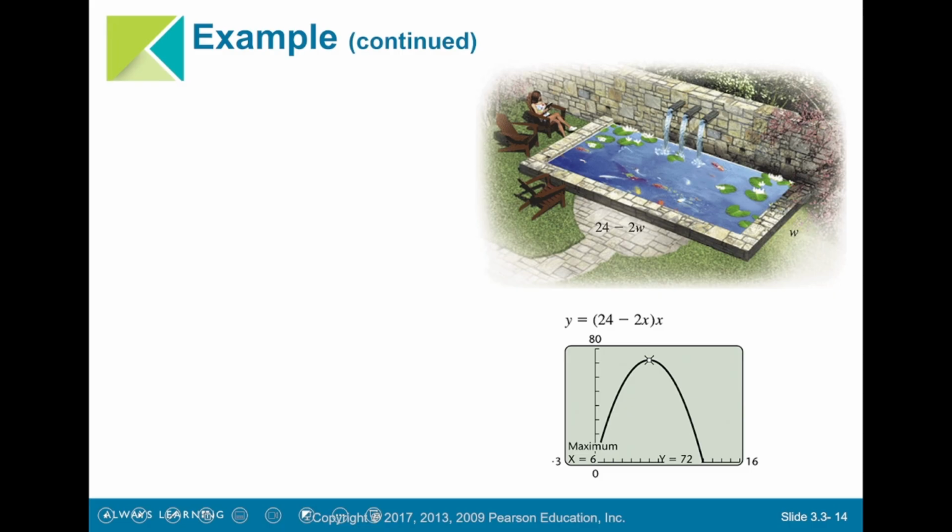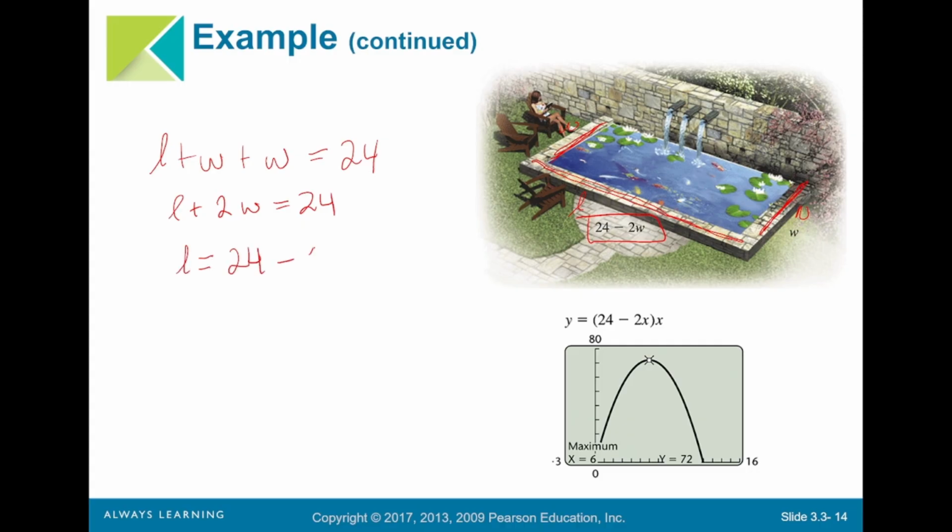Now looking at this picture, if we call this one W and this L, and here's another W, we know L plus W plus W equals 24, the given total. Let's simplify this for a second. L plus 2W equals 24. If I want to figure out exactly what L is, I'm just going to solve for L in this equation we have over here. So I have L equals 24 minus 2W. Just subtract 2W from both sides.